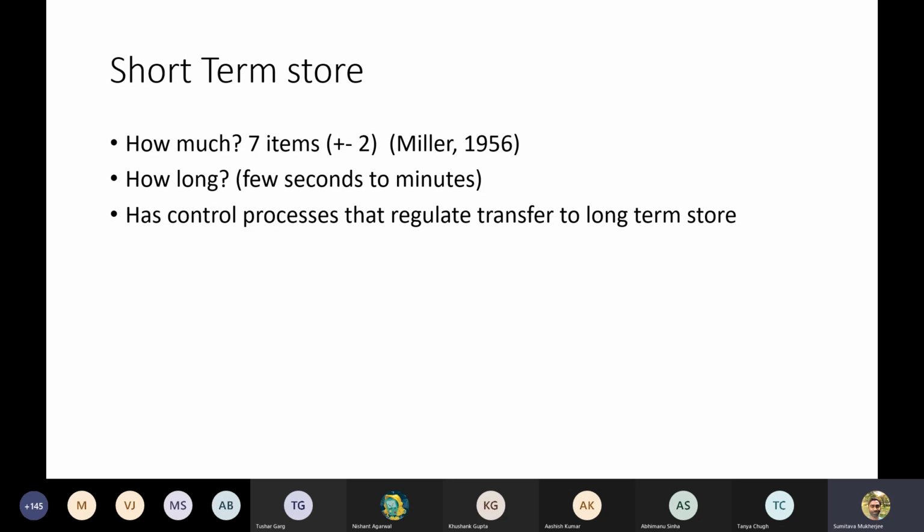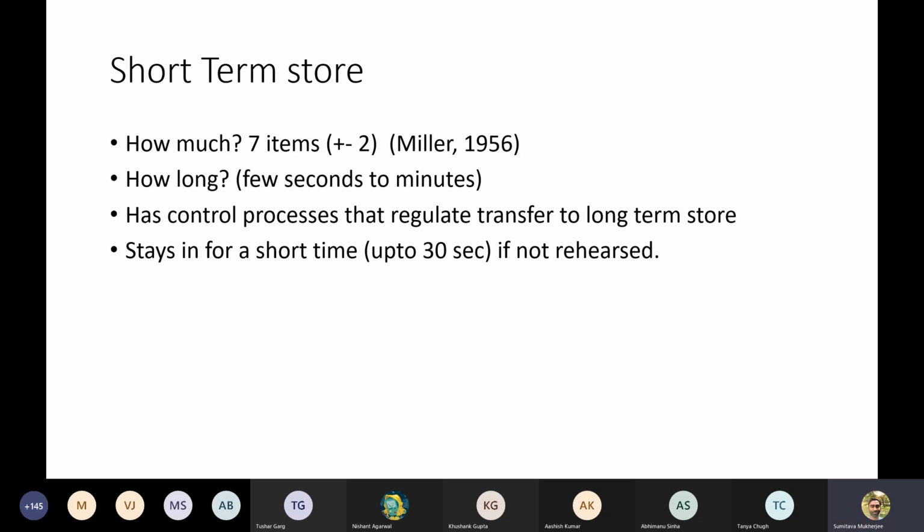What happens? Well, essentially you have control processes that help transfer some amount of information to the long-term storage. But what happens if you don't rehearse? Well, it essentially fades away. So it stays for some amount of time and then it fades away. The initial classic studies were when people were told random strings of numbers, like telephone numbers of 10 digits or 12 digits or 15 digits, and they had to recall them after a few seconds. And that's how you come to know how much time it stays in your memory. Typically, it doesn't last up to a minute for most people.